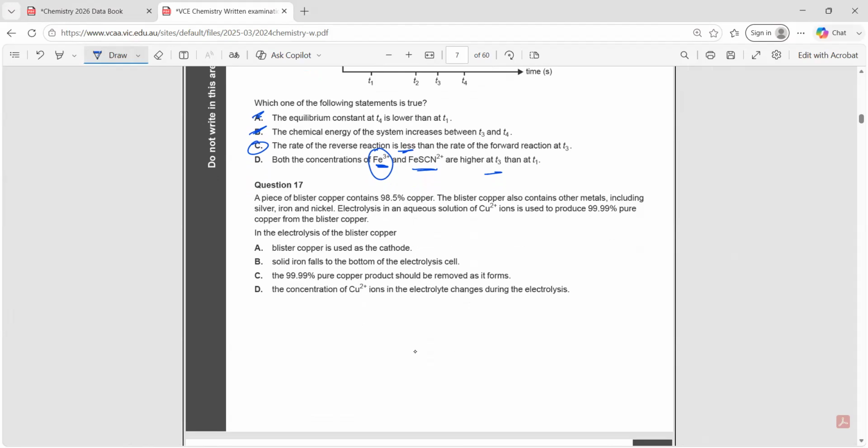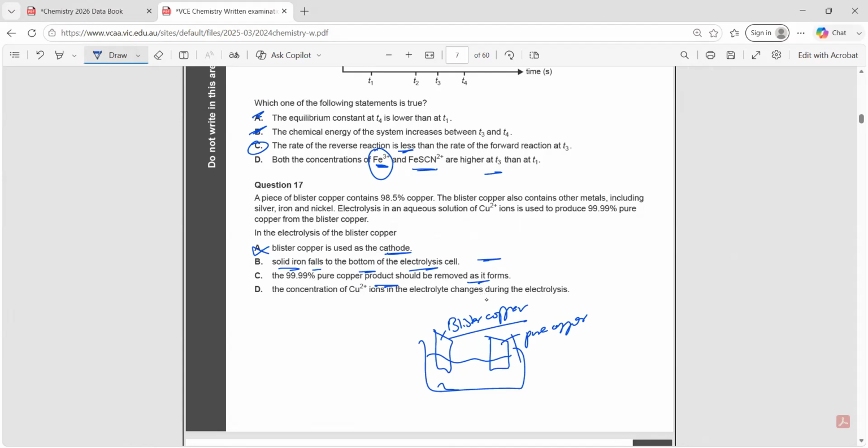So basically what they're trying to do is they've got blister copper at the anode, right? And they're trying to have all the other metals go down to the bottom, oxidize the copper from there so that it can be plated onto pure copper. Okay. So the blister copper is used as the cathode, it's used as the anode. Solid iron falls to the bottom of the electrolysis cell, maybe. Then 99.99% pure copper product should be removed as it forms.